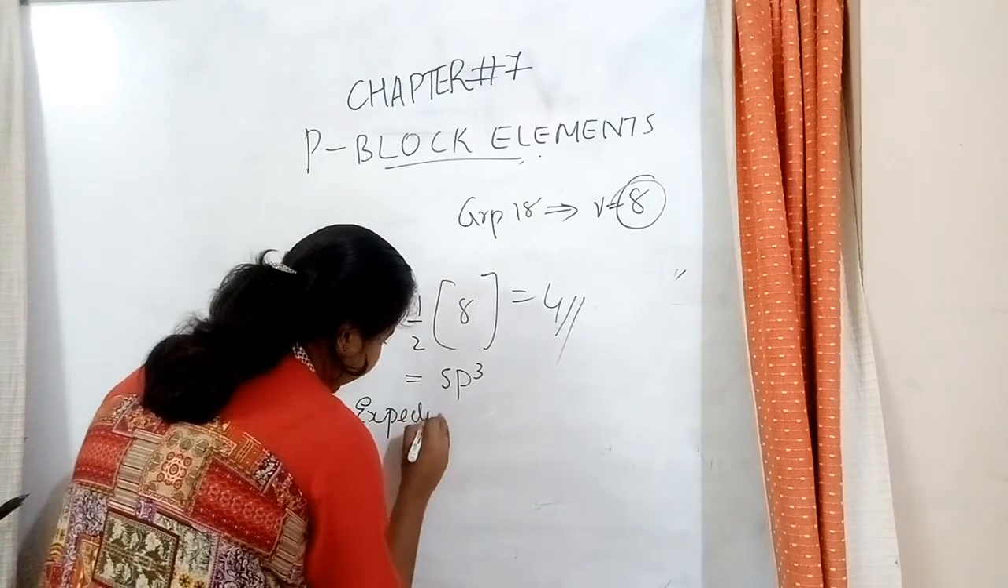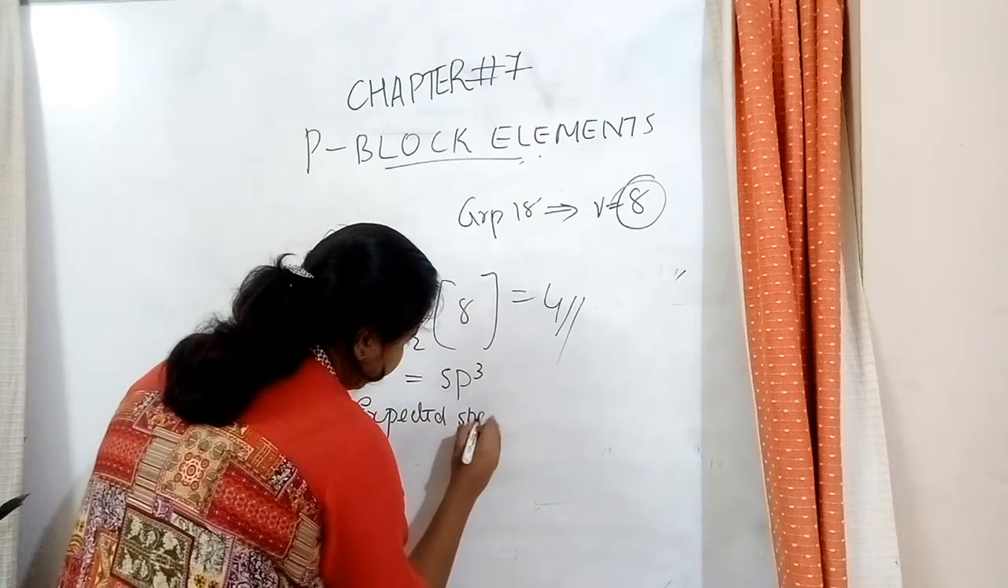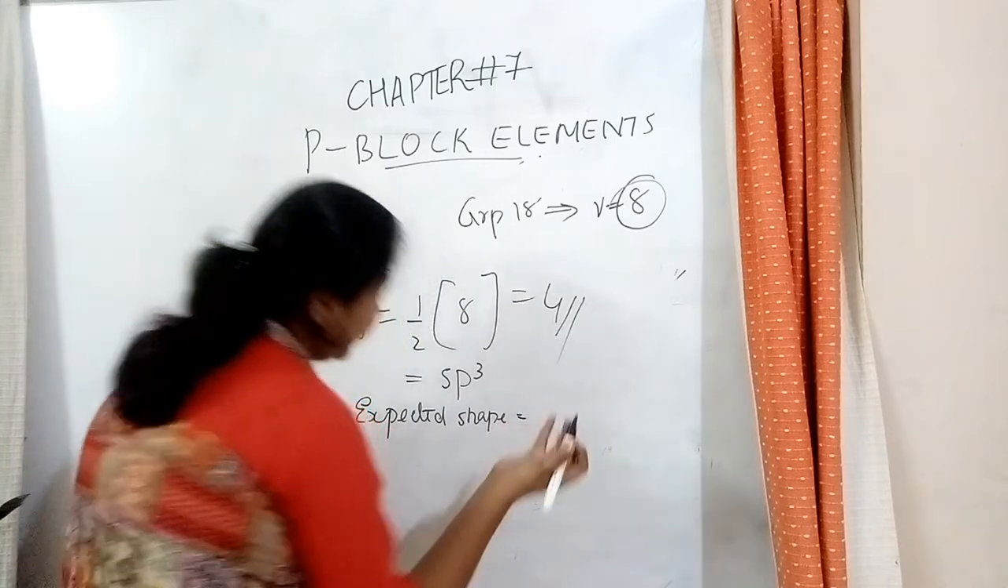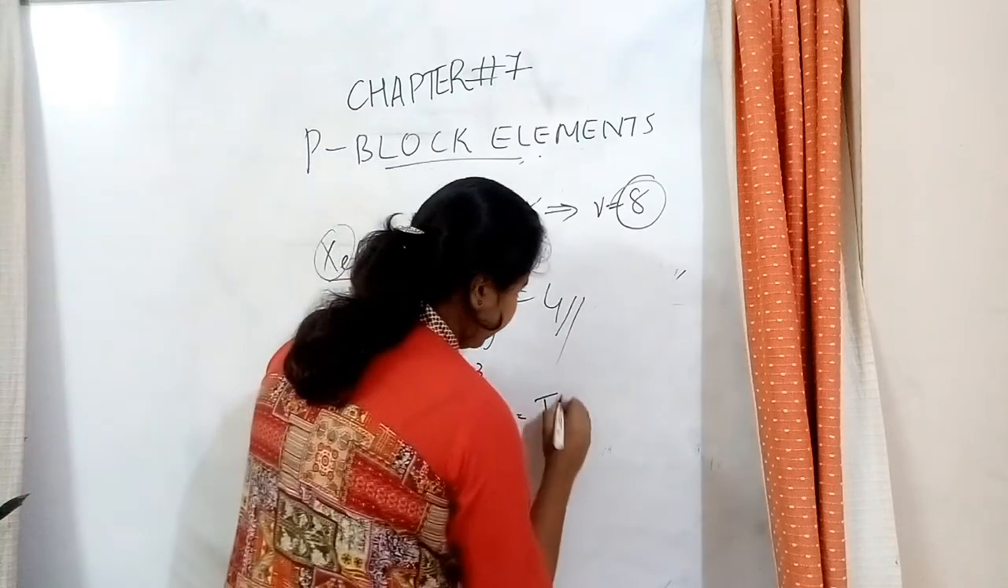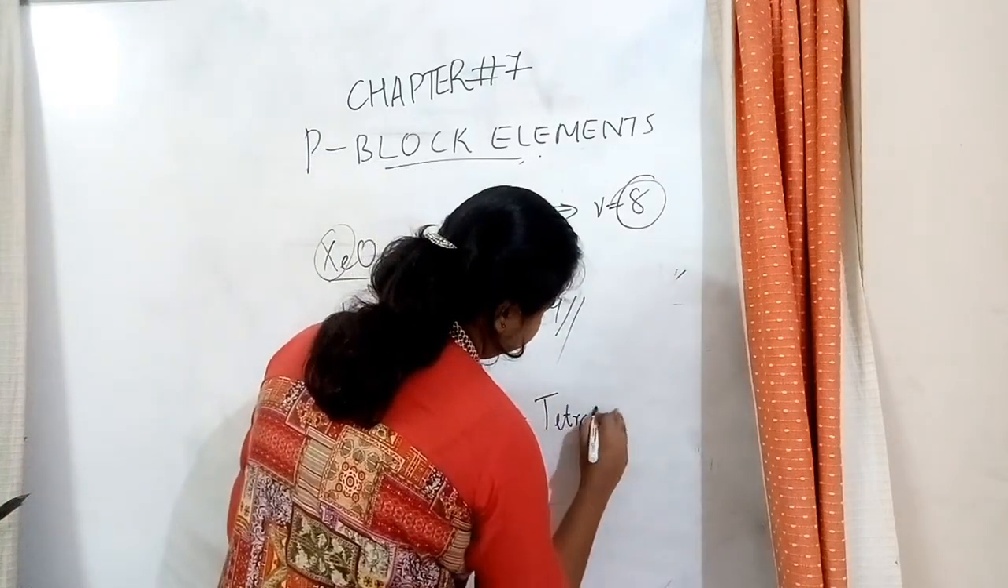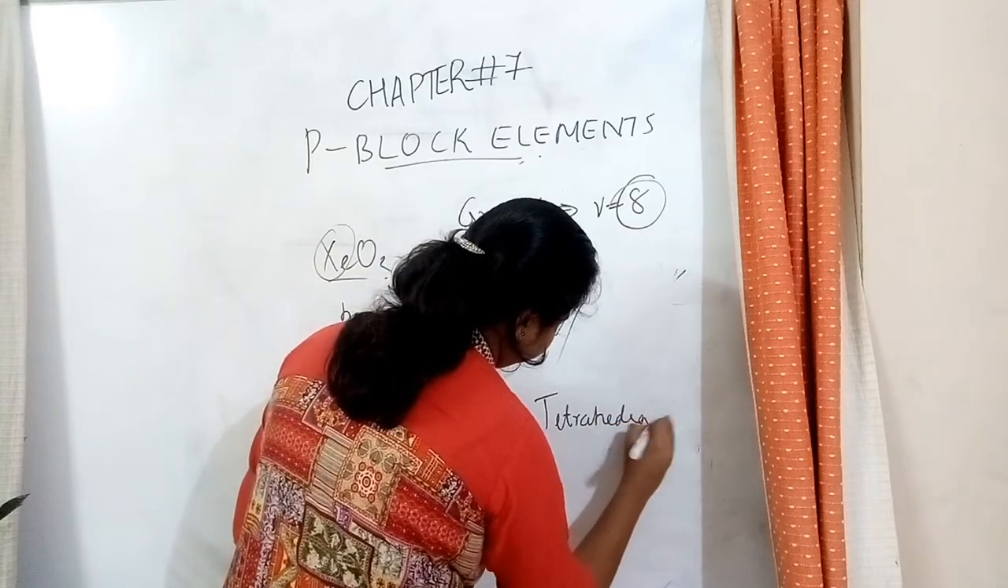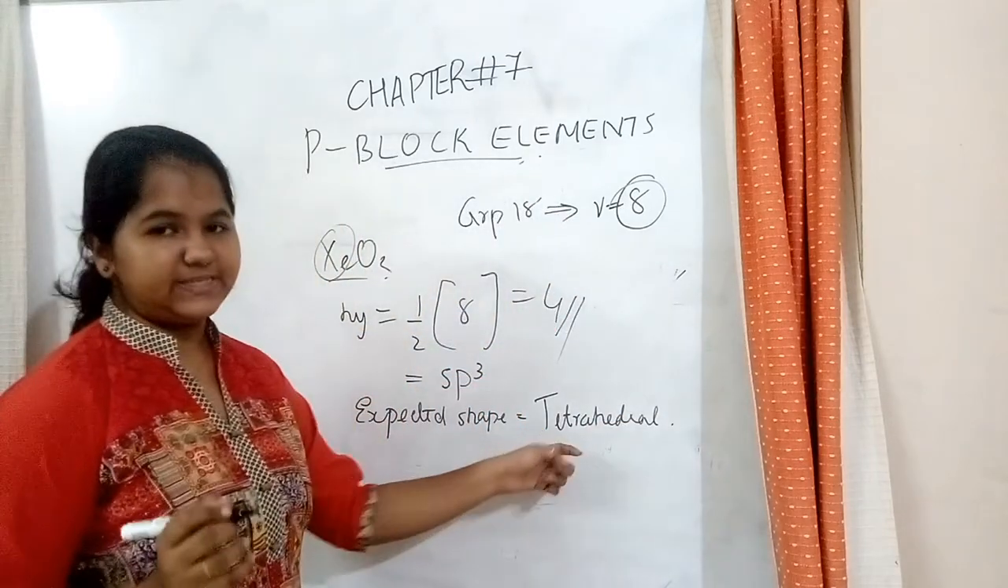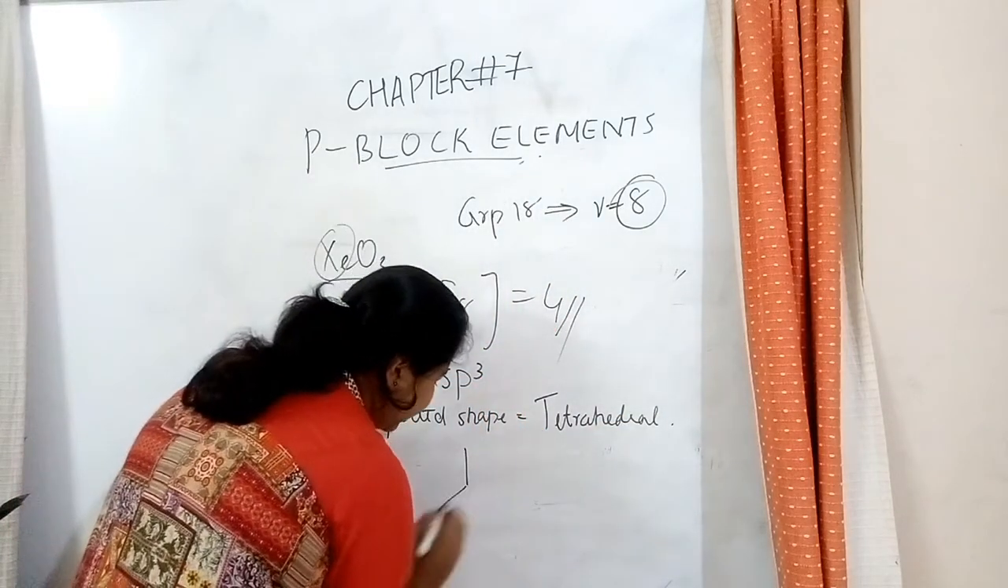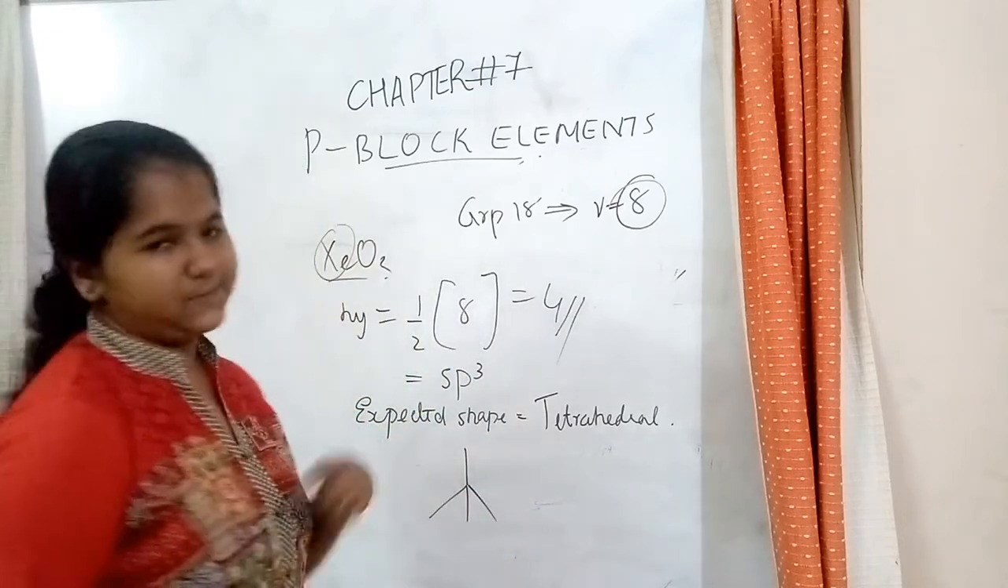Expected shape is tetrahedral. The expected shape is tetrahedral. How does that look? This is the expected shape.